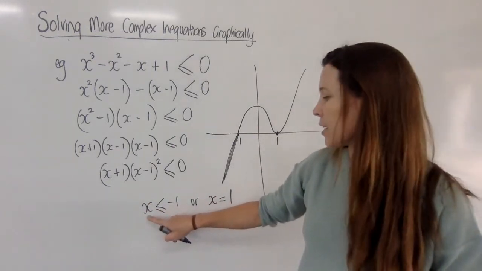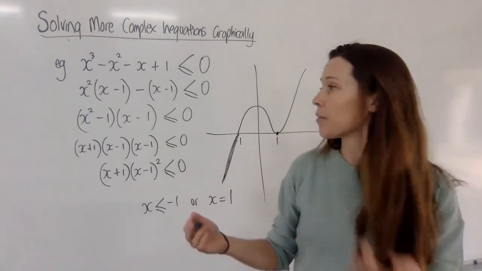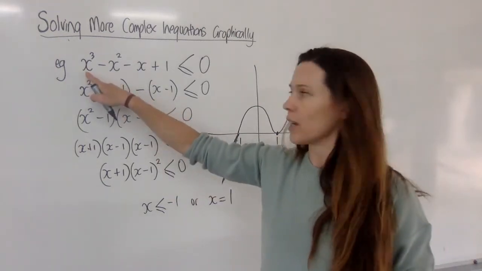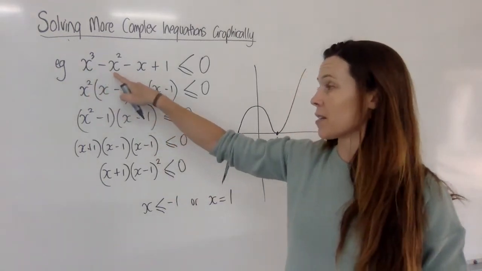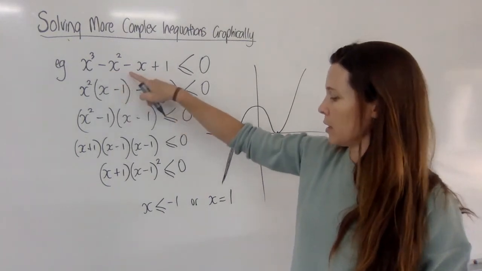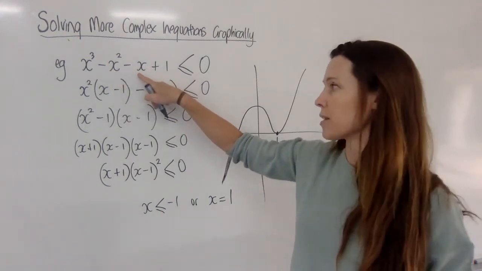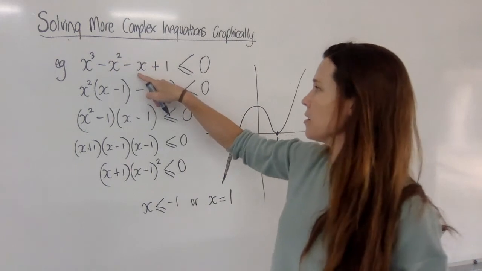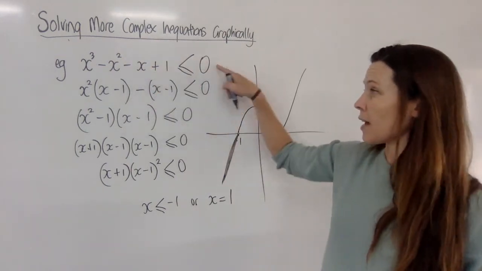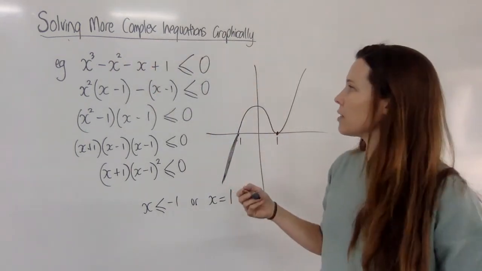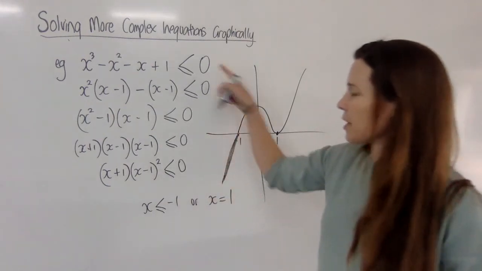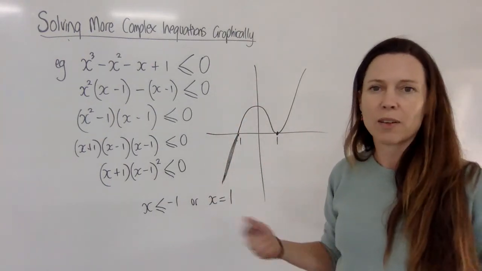What about a number that is less than -1? Let's try -2. Cube it, you've got -8, minus 4, that's minus 12, minus -2, that's like adding 2, that's minus 10, plus 1 is minus 9, and is that smaller than 0? Yeah, it is. So it makes the statement true, so you can double check your answer at the end.